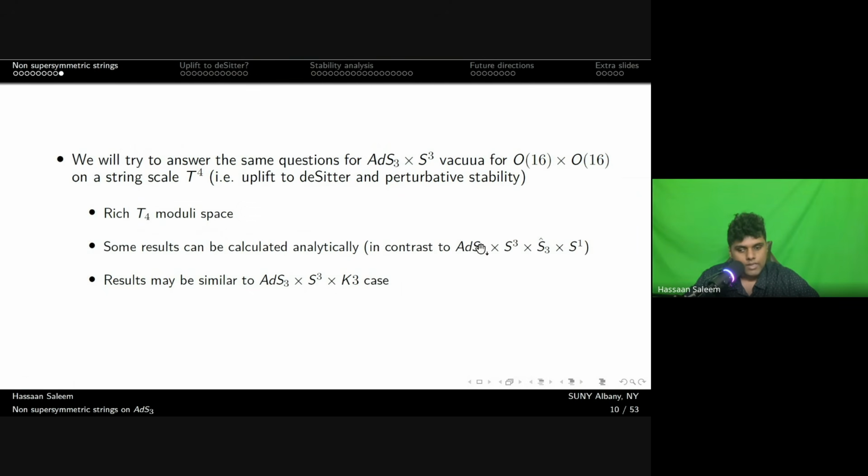And this background is very similar to AdS3 cross S3 cross K3. So this is one background that we want to study in the future. So if you just replace this T4 by K3, you get this background. So it's a bit like that.